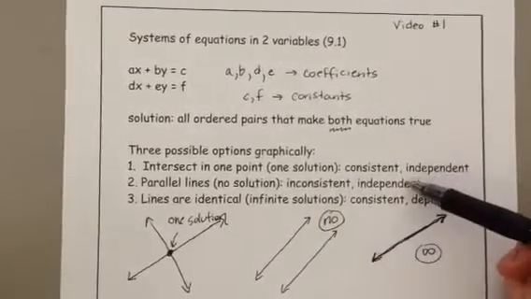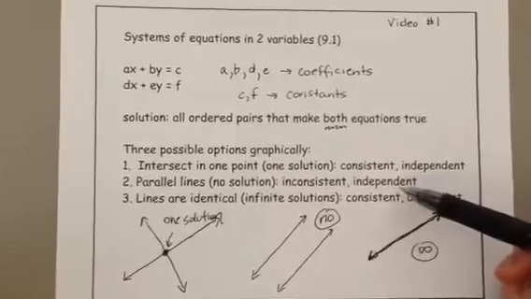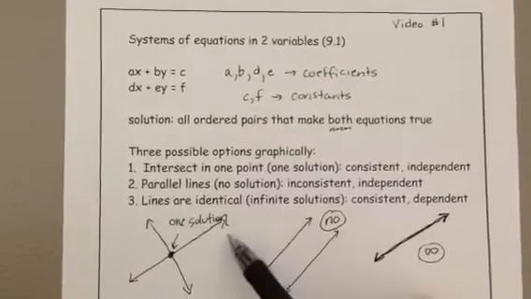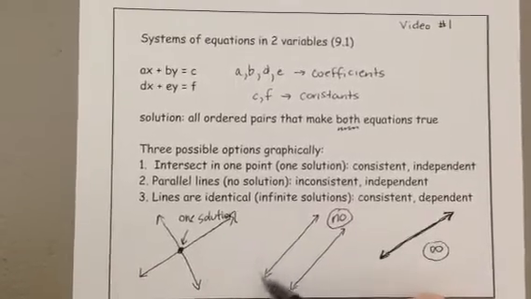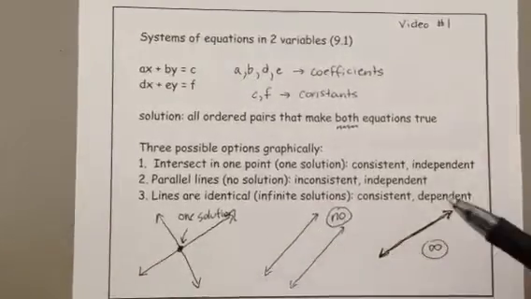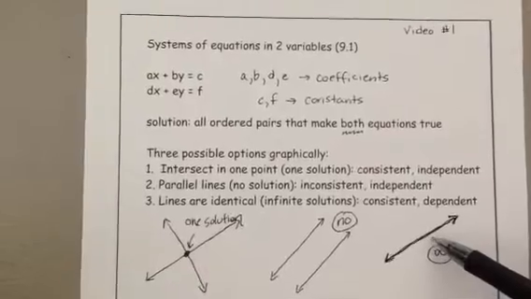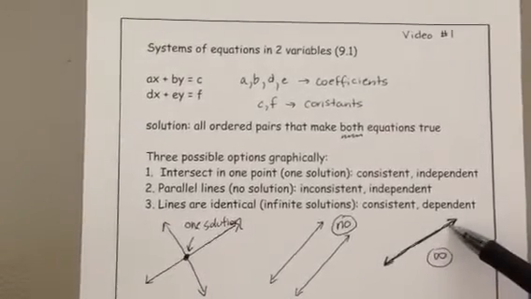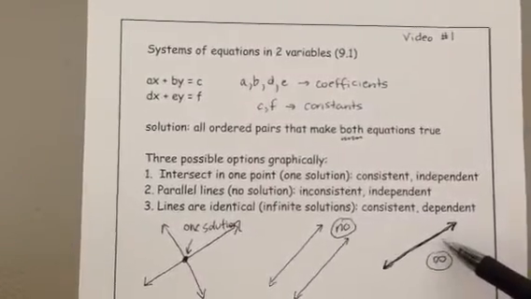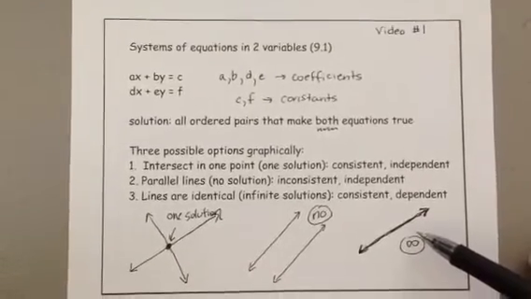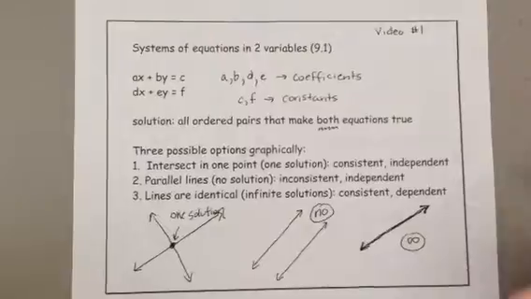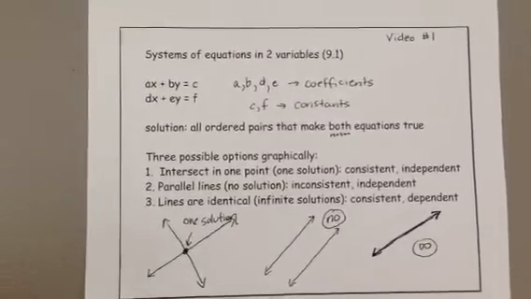And independent means you can see the two separate lines. So notice in these first two that we can see the two separate lines. So they're totally independent of each other. Whereas the third one is said to be dependent because they're right on top of each other. They're kind of multiples of each other. So they're said to be dependent on each other. So let me show you the definitions for those.